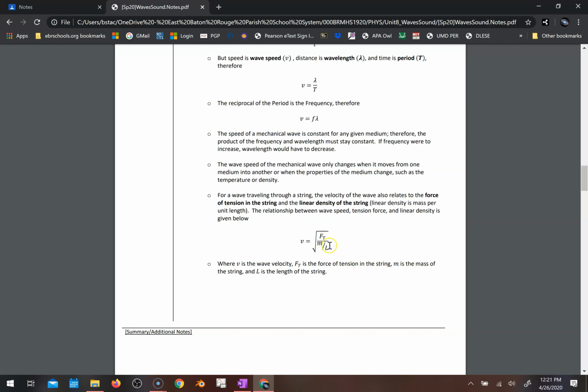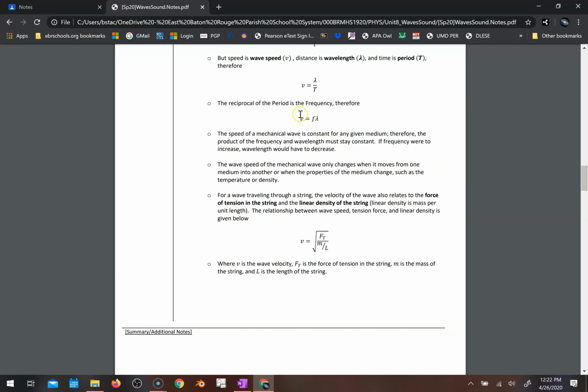And then capital L is the length of the string from what we call the mechanical wave driver, the oscillating thing producing the wave, all the way to the little pulley that we use to keep the wave fixed at the other end. So little m divided by capital L is, together, the linear density. You can say the quotient there is the linear density. F sub t we're using for the force of tension. We don't want to use capital T here because we have capital T to stand for period.